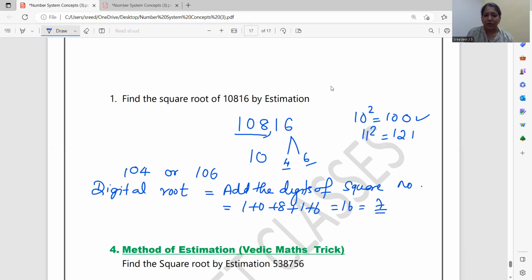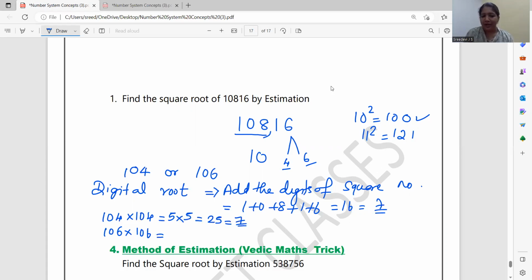Then you have to add the digits. So here we are assuming either it can be 104 into 104 or it can be 106 into 106. So without multiplying we will be able to check that. How? So here 104 into 104, take the digital root. That means we add the digits of 104. That is 5. 5 into 5, 25, again the digits you add, you will be getting 7 as the answer, right?